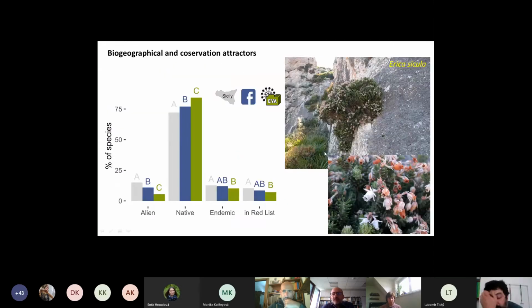And finally, we analyzed the biogeographical and conservation attractors. In this case, as you see in this graph, Facebook collects more endemic and red list species than EVA, and this is not surprising because endemic or red list species are already mainly orchids, or species very frequent along the road, for example Euphorbia characias or Lathyrus odoratus, that are very common and very showy and easy to shoot.